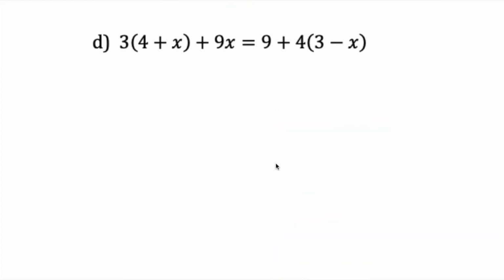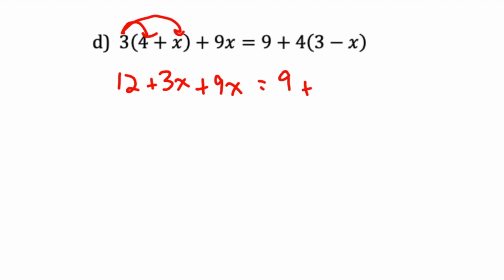All right, example D. You can see here that we have parentheses on both sides. So we're going to have to do the distributive property on both sides here. So take the 3 and multiply it through. So 3 times 4 is 12. And 3 times x will be 3x. So plus 3x. Let's bring down the rest of this. So plus 9x equals 9 plus 4 times 3 again gives us 12. And 4 times negative x is negative 4x.